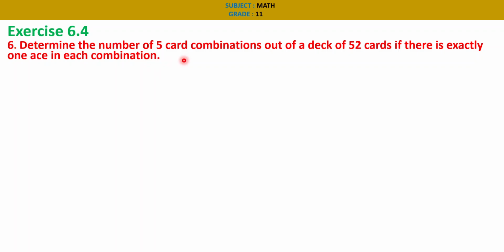Determine the number of 5 card combinations out of a deck of 52 cards if there is exactly one ace in each combination.